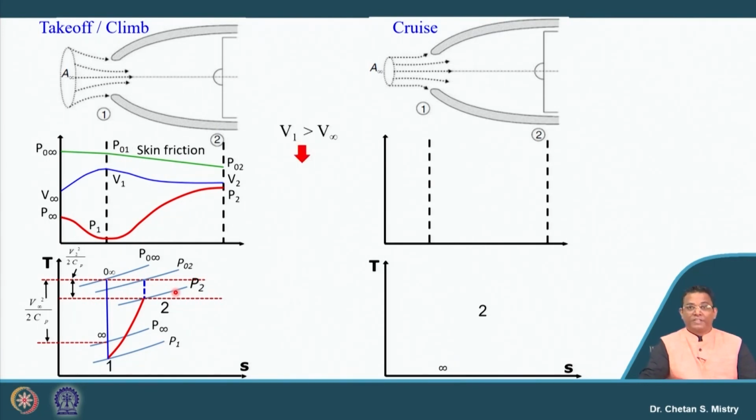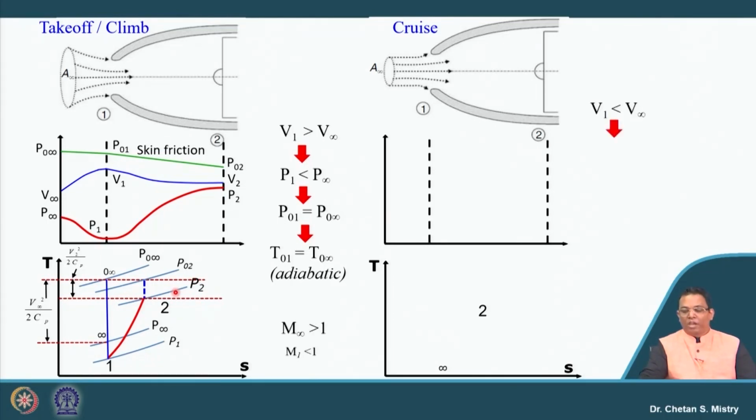Now this is what we see: we have V1 greater than V infinity, and P1 less than P infinity. P01 and P0 infinity we are assuming to be the same, there is no change, and it says adiabatic condition.